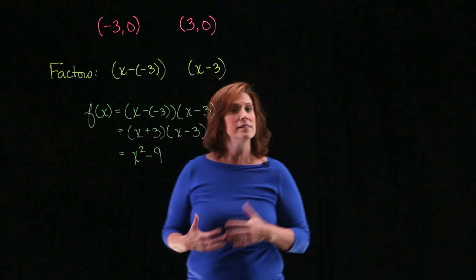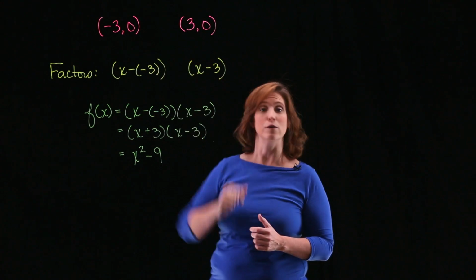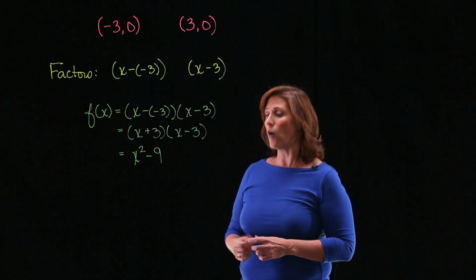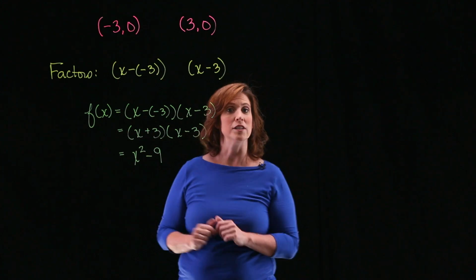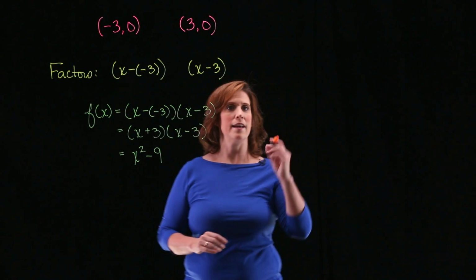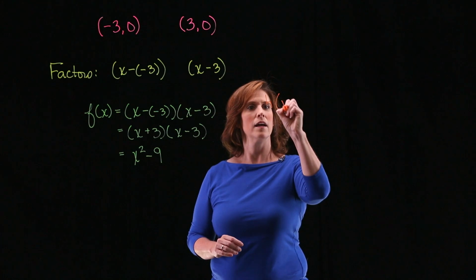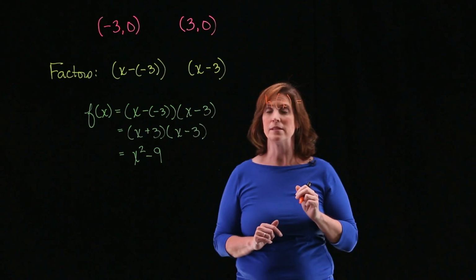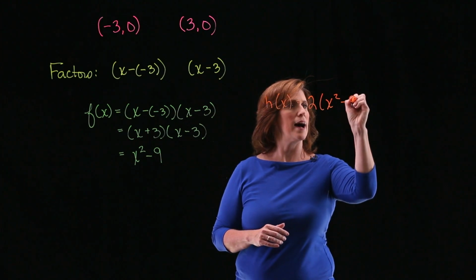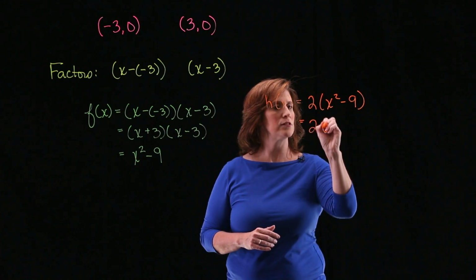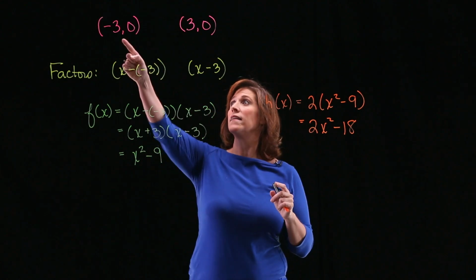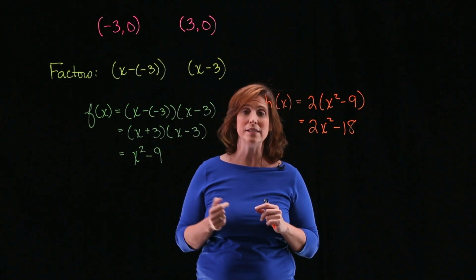Now, I need to find some other quadratics that also have those two solution points. How could I do that without changing the x-intercepts? Well, all you need to do is take your original function and multiply in front by a constant, any constant. So I can create a function h of x with the same x-intercepts by putting, let's say, a 2 in front of the quantity x squared minus 9. So that's going to give me 2x squared minus 18. Well, that's another quadratic that passes through the points (-3, 0) and (3, 0).